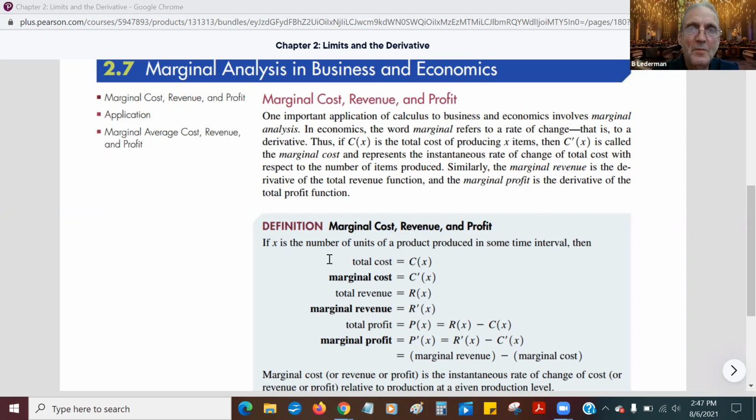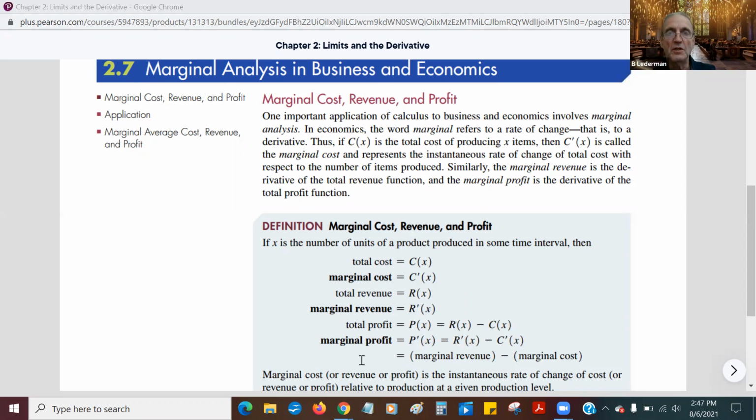If X is the number of units of a product produced in some time interval, then the total cost is called C of X. It's the cost based on X. The marginal cost is the derivative C prime of X. The total revenue is R of X. The marginal revenue is R prime of X, the derivative. The total profit P of X is R minus C. The marginal profit is P prime, which is R prime minus C prime.